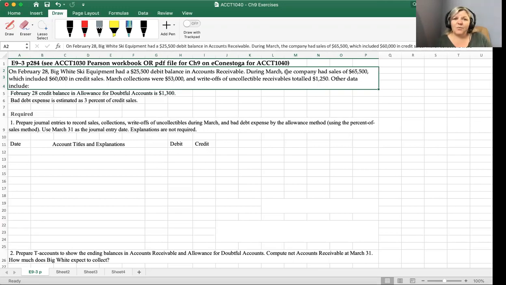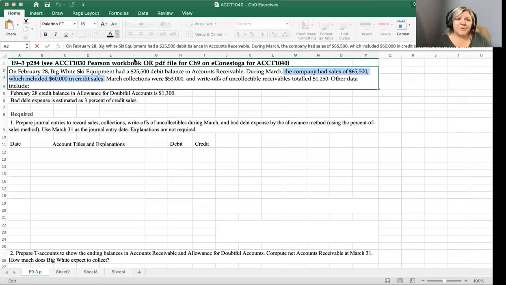Okay, what we're going to do is color code some of this information so that when we go to do our journal entries, we have a sense of how many we need to do first of all. So we definitely are going to have to record our sales. We also had collections during the month of March of $53,000. So we'll be wanting to record those as well. We wrote off some uncollectible receivables.